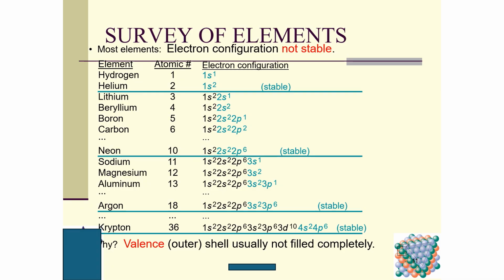I need to let you know, guys, valence is a very, very important concept. When we talk about valence, we talk about the outer layer, the outer shell. The outer shell is usually not filled completely. If this is the case, the atom has a tendency to react chemically with other atoms, which means it is not stable. On the contrary, helium, neon, argon, and krypton, these four listed here, are chemically stable, and that's the reason they are called inert elements.